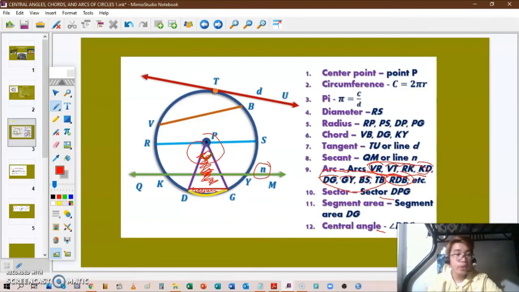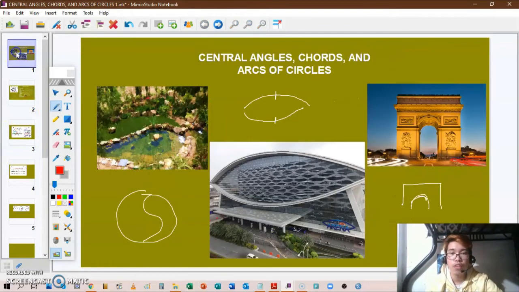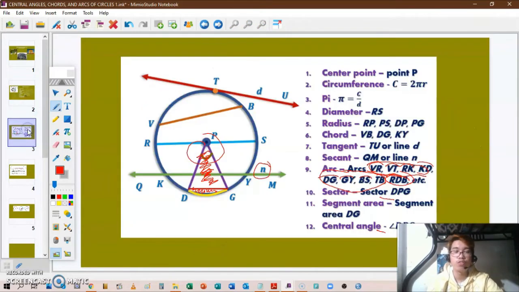Okay, so there you go. Those are all of the parts of a circle. There are a lot of parts, but you can easily identify them based on their properties. The diameter and the radius only start from the center of a circle.